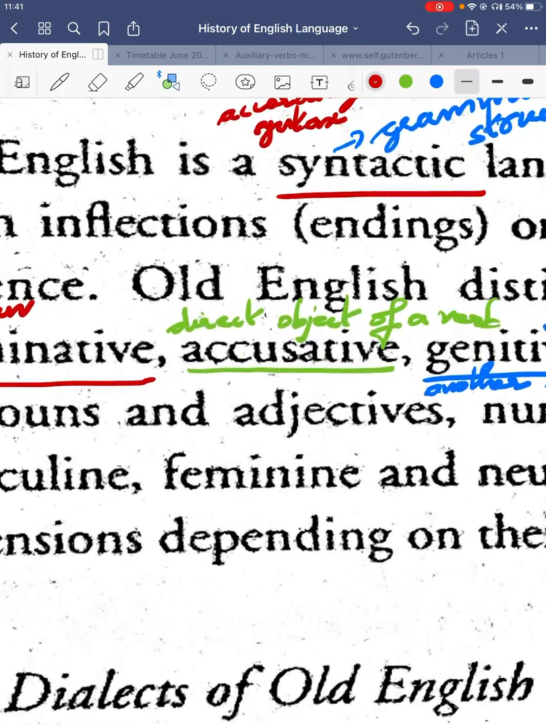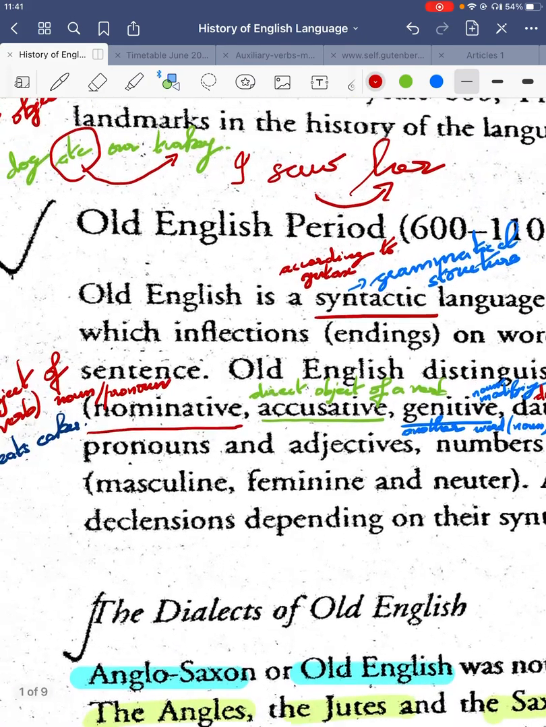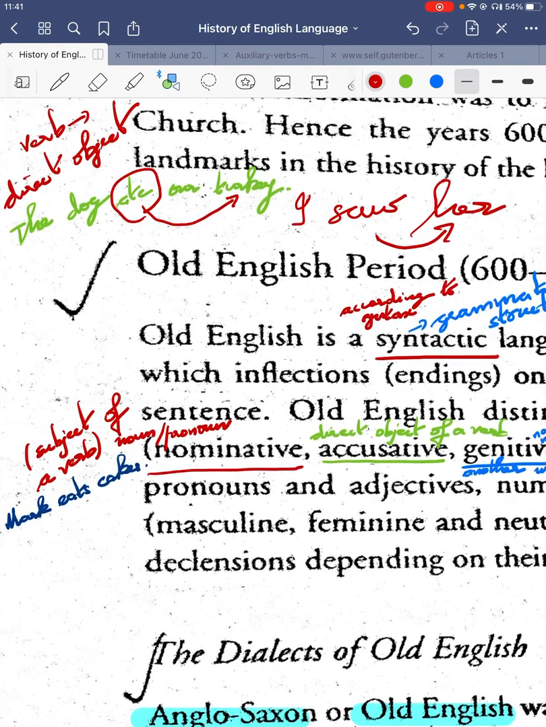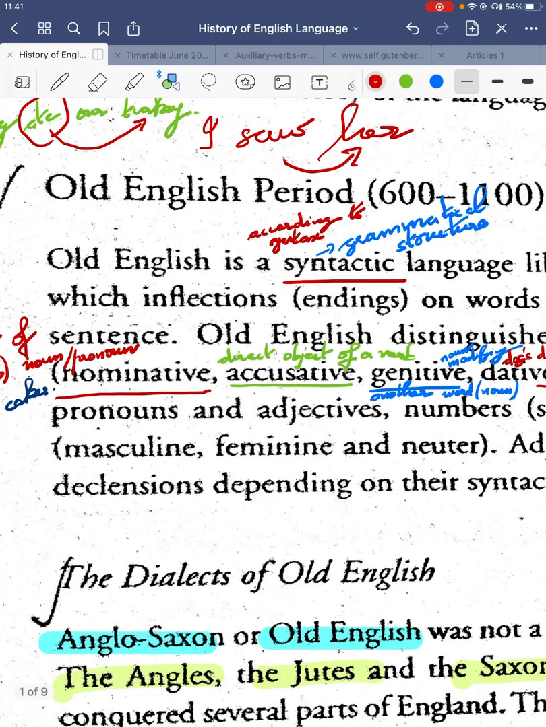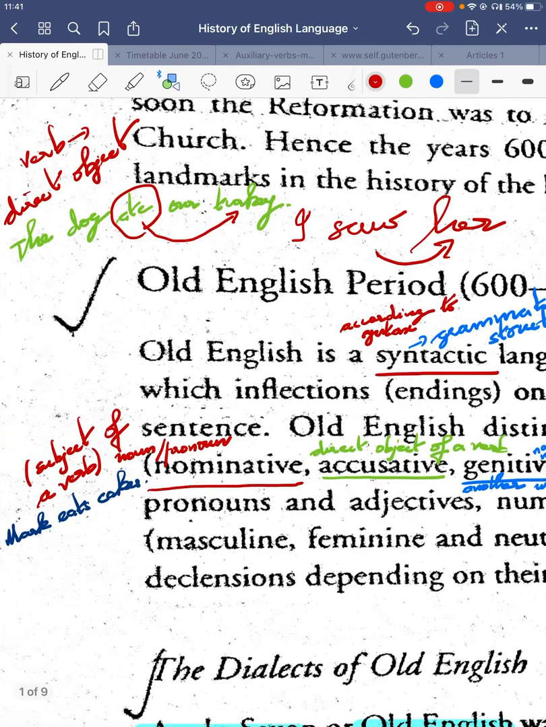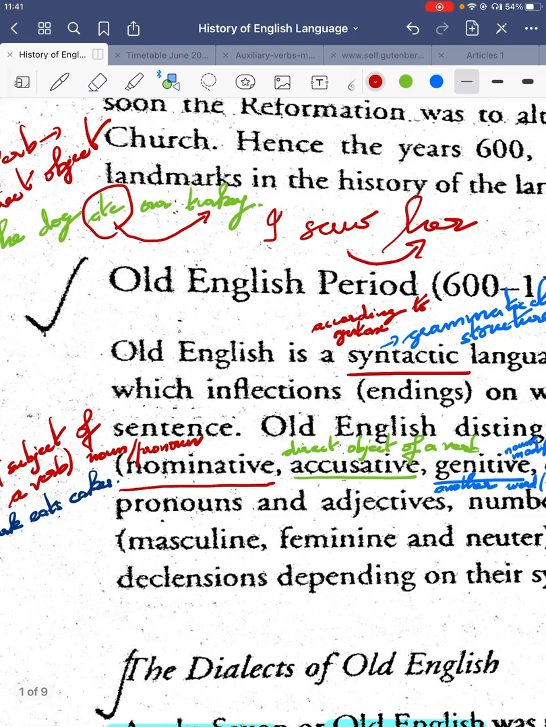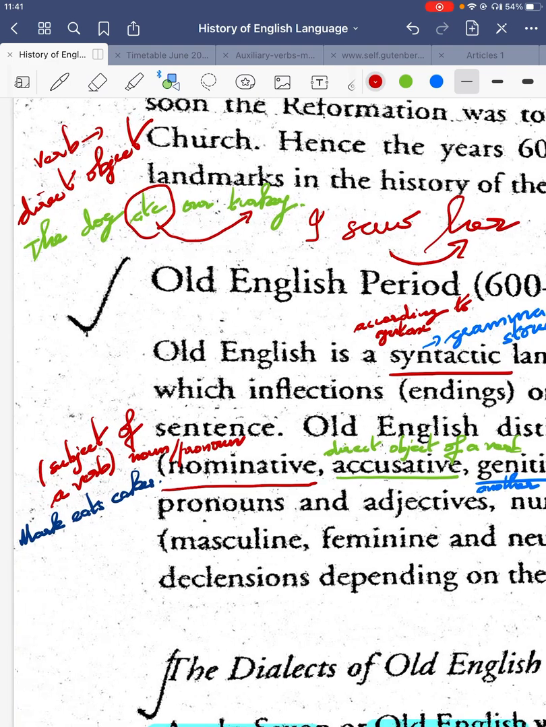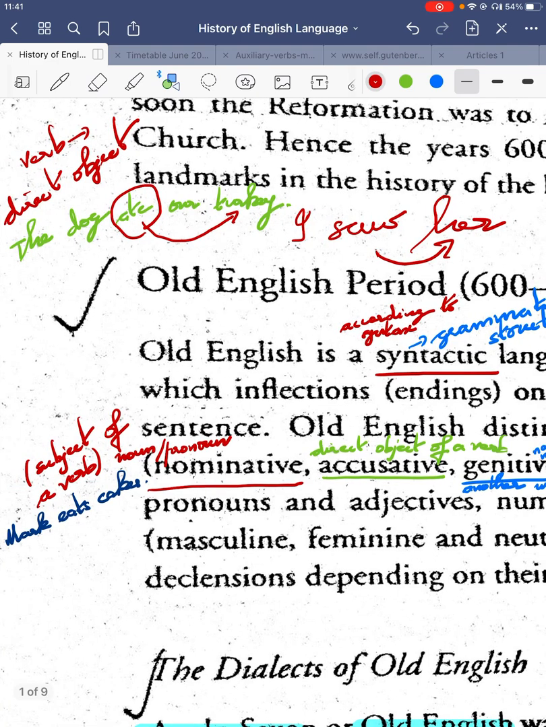And the accusative case. The dog ate our turkey. The verb leads to the direct object. The dog ate our turkey. The accusative case is the direct object of a verb. The direct object happens to be governed by the verb; the verb lends itself to the direct object.